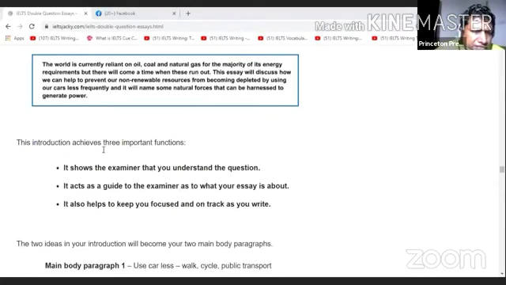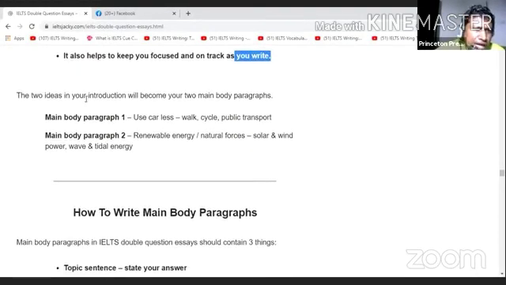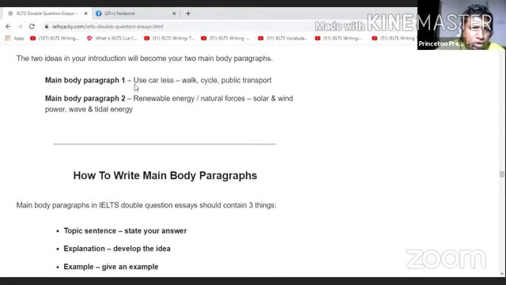The introduction achieves these three important functions. What are those? It shows the examiner that you understand the question. It acts as a guide to the examiner as to what your essay is about. And it also helps you keep focus and stay on track with your essay. The two ideas in your intro will now become two main paragraphs. Let's write those paragraphs. Main body paragraphs: use cars less, and the second one is renewable energy.